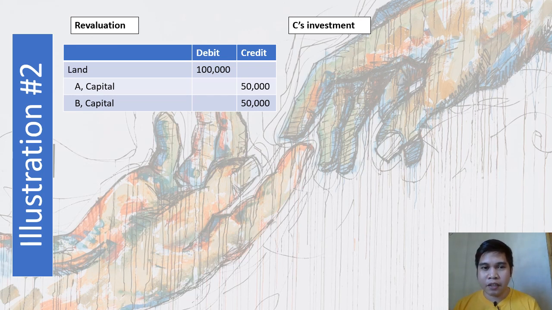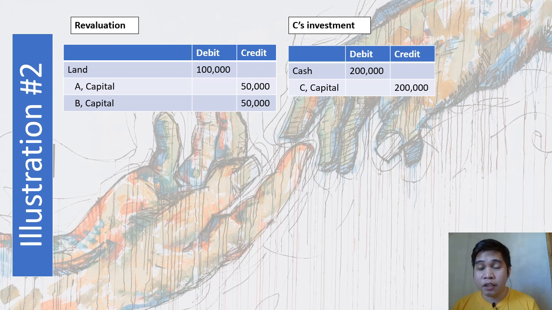Since tapos na yung ating revaluation entry, pwede na po natin i-record yung C's investment. Sa case natin, record lang natin as is kasi wala namang bonus. Basically, we just need to debit cash 200,000 pesos and credit C capital 200,000 pesos.